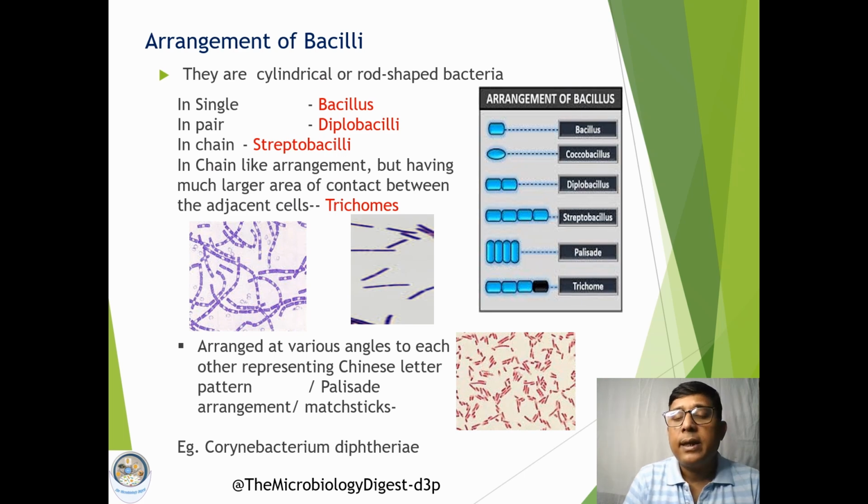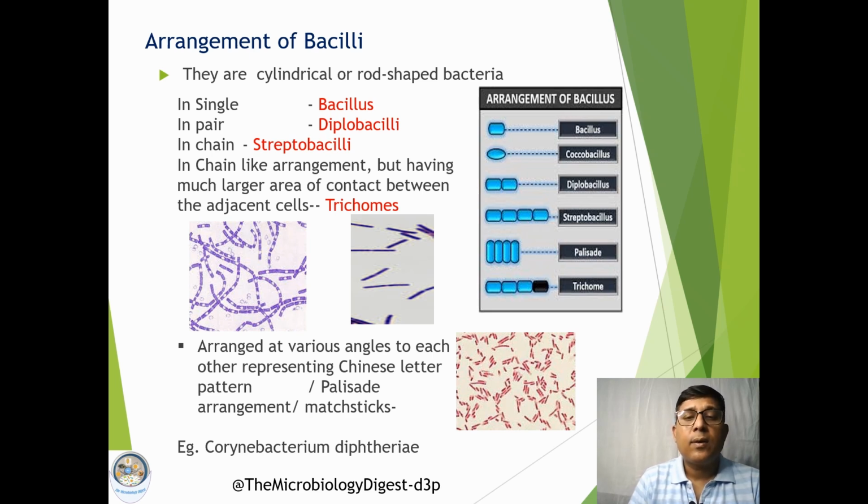Now, next is the arrangement of bacillus. Like coccus, bacillus organisms can also arrange in different forms. As I said, these are rod-shaped or cylindrical organisms, called bacillus or bacilli. If these organisms occur singly, they are called bacillus. If they occur in pairs, they are called diplobacillus. If they occur in a chain, they are called streptobacillus.